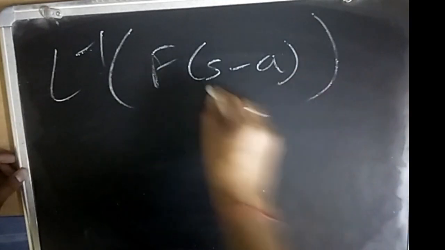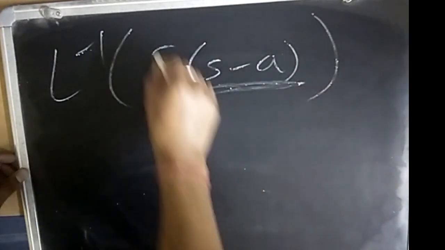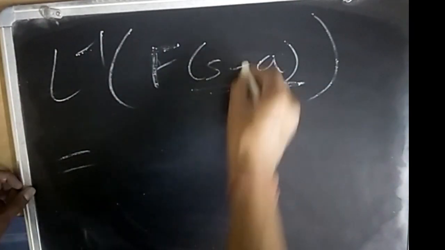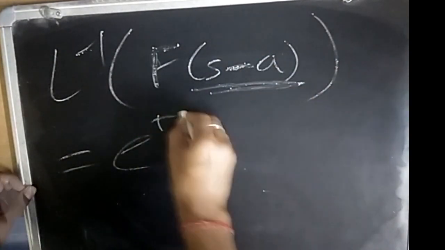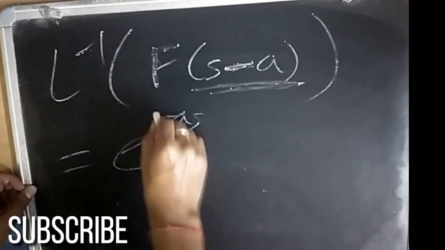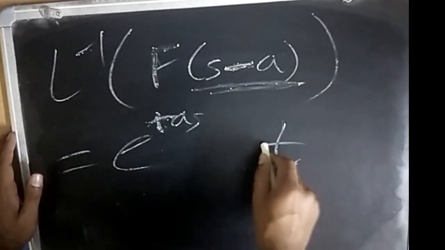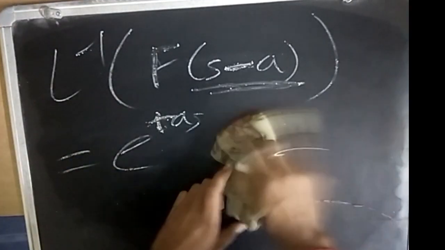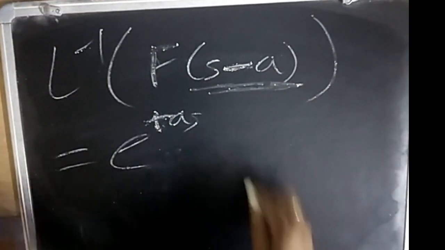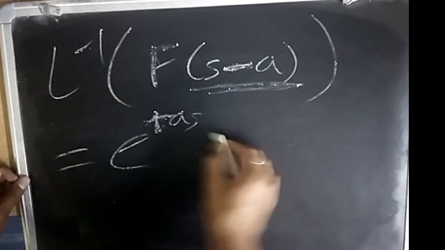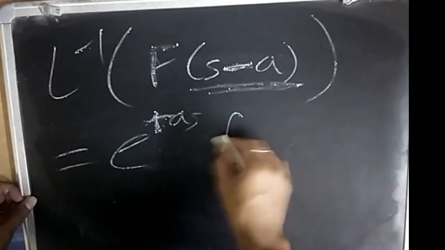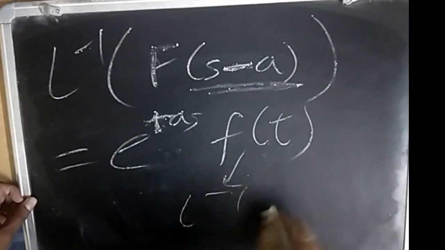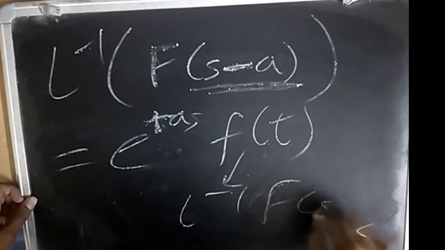Another thing is, if the Laplace inverse of F of s minus a, now this is in s, so we need to take the inverse. For s minus a, it becomes e raised to power plus at. For s it becomes plus, for t it becomes minus, because you can remember that t is like this. So e raised to power plus at into f of t, where this f of t is Laplace inverse of F of s.